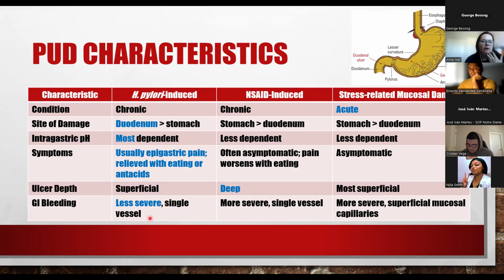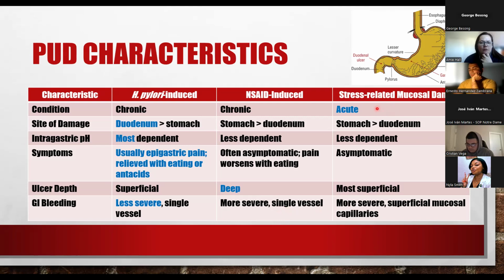The H. pylori doesn't typically cause a GI bleed. If it does, it's one vessel. NSAID induced is chronic. It's usually in the stomach more than in the duodenum. It's not dependent on gastric pH. Most of the time, patients are asymptomatic and pain can worsen with eating. The ulcer is very deep. And so because the ulcer is very deep, we see multiple risks of bleeding because the ulcer is deep. All right. So we have more severe bleeding, also a single vessel.